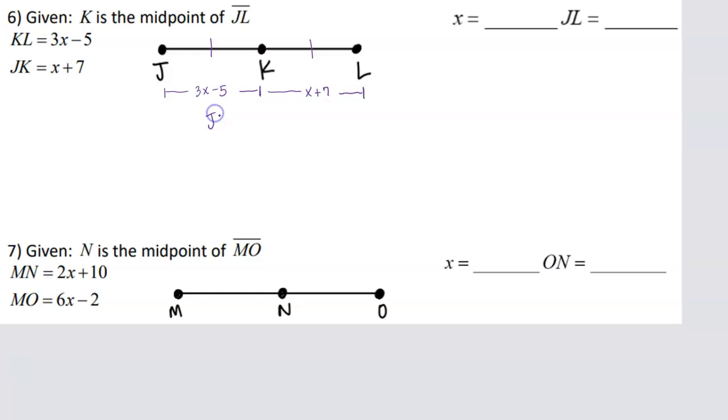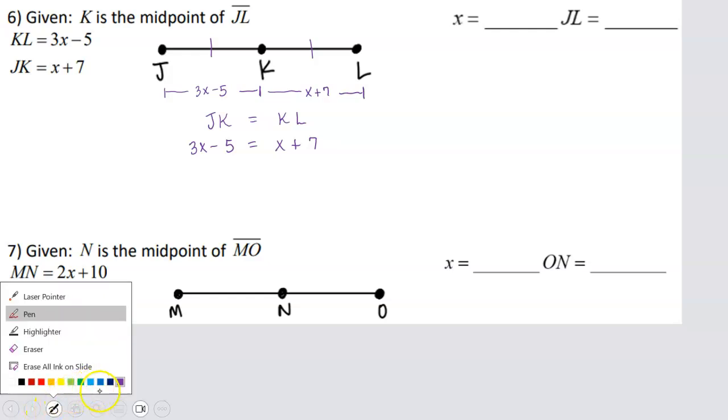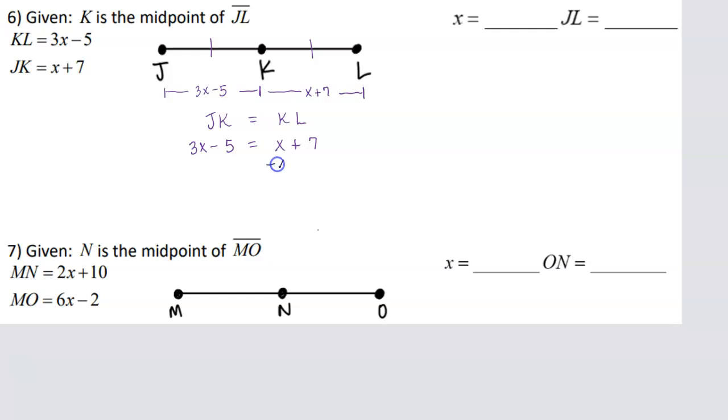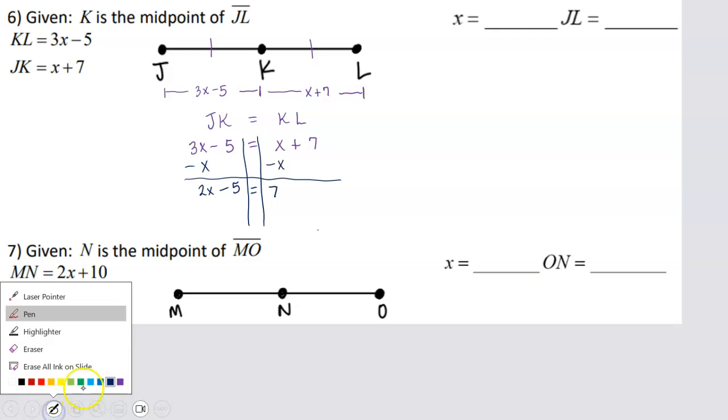Since we know that JK is equal to KL because of the midpoint, then we know that 3x minus 5 is equal to x plus 7. I'm going to gather the x's to one side of the equal sign. Remember, the equal sign is the middle of the equation, even if it doesn't look like the middle. It's still the middle of the equation. Now I'm going to gather my constants to one side of the equal sign.